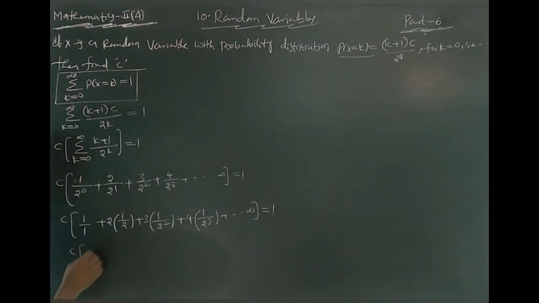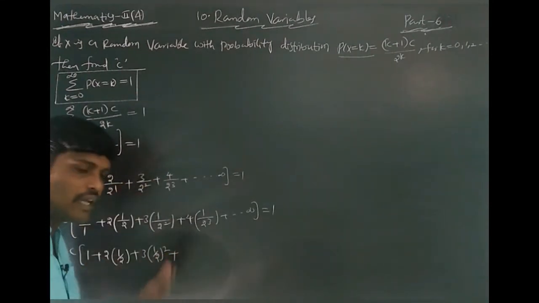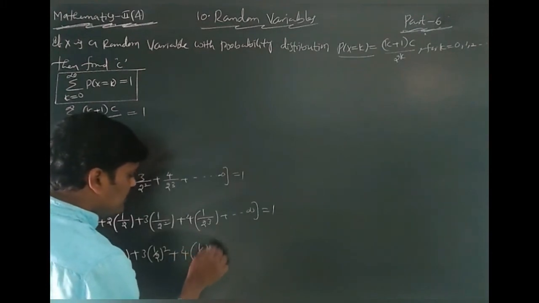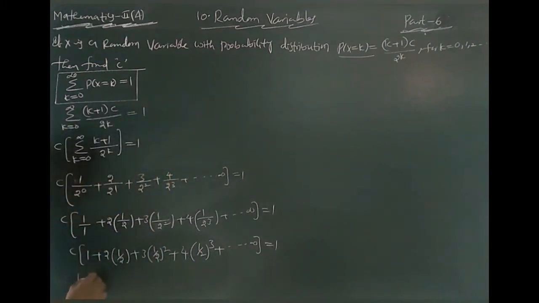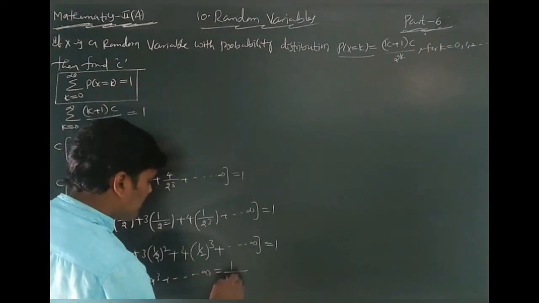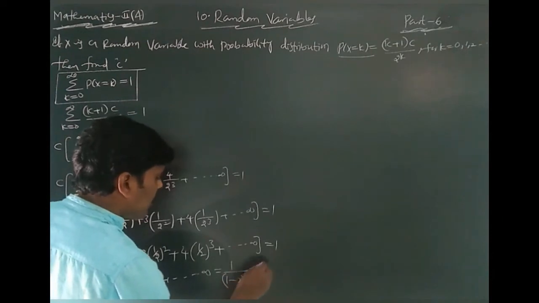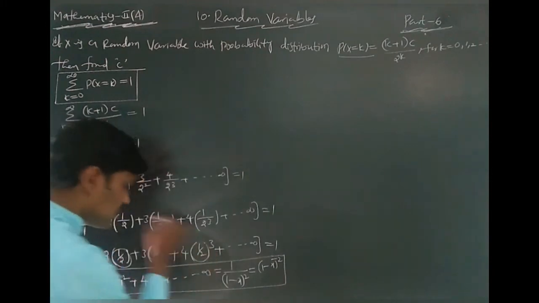Here c into 1 plus 2 into 1 by 2, plus 3 into 1 by 2 whole square, plus 4 into 1 by 2 whole cube, and so on to infinity. You can use the formula 1 plus 2x plus 3x square plus 4x cube and so on to infinity, which equals 1 by (1 minus x) whole square, or (1 minus x) whole power minus 2. You can write any one formula. In this formula, x value is 1 by 2.